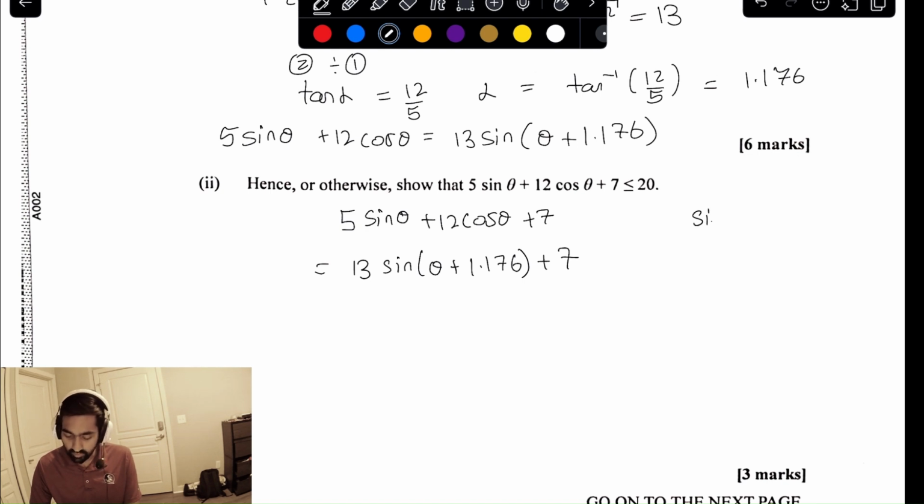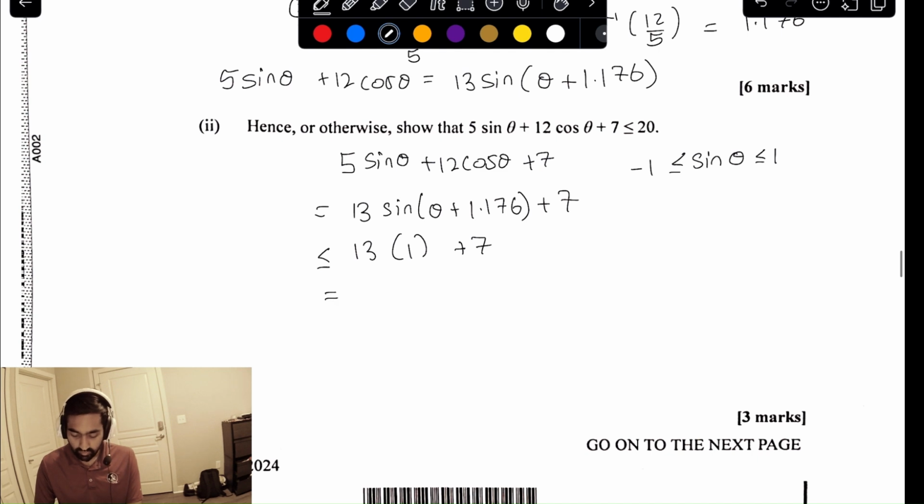And the next step is that we have to realize that the important thing you need to know about both sine and cosine is that sine theta is always less than or equal to 1 and greater than or equal to minus 1. But in this case, what we really just need is that it's less than or equal to 1. So I can say that this is less than or equal to 13 times 1 plus 7. And 13 times 1 is just 13, plus 7 is 20. So indeed, the expression is less than or equal to 20, like we're asked to show.